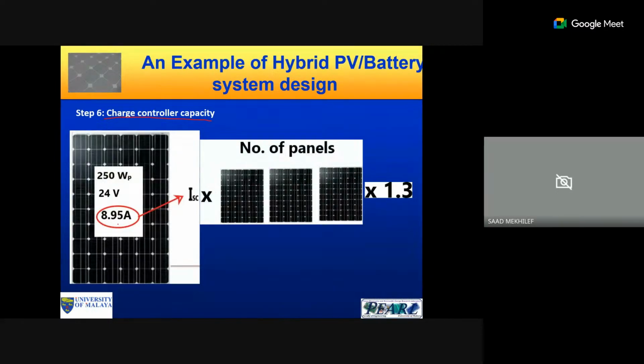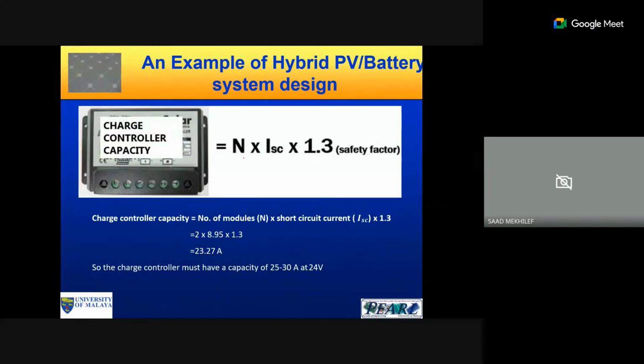9 amperes. So the number of panels, like we said just now, we have 2 panels multiplied by 1.3. 1.3 is the safety margin, or we call it the safety factor. So the number of panels multiplied by the short circuit current multiplied by 1.3, which is the safety factor. It means we increase in case, for example, there is a surge of the current. I know there will be some questions, so we will discuss it after this.